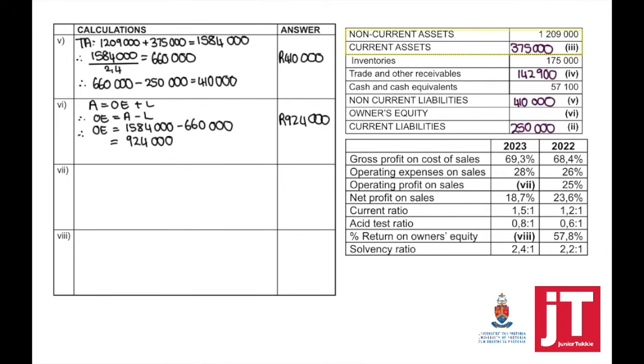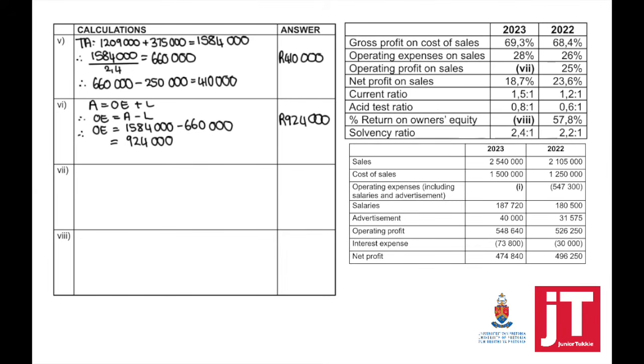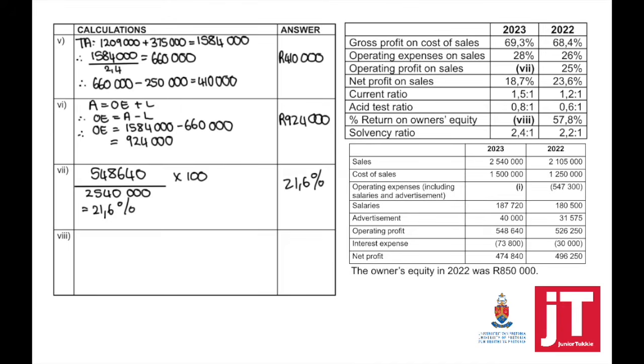Again, applying the basics that you've learned to find figures. Number 7, we need to find the operating profit on sales, which means we need to know our operating profit, which is given to us, divided by our sales, which is given. And this is a percentage, so it's always times 100. So my operating profit on sales is 21.6%.